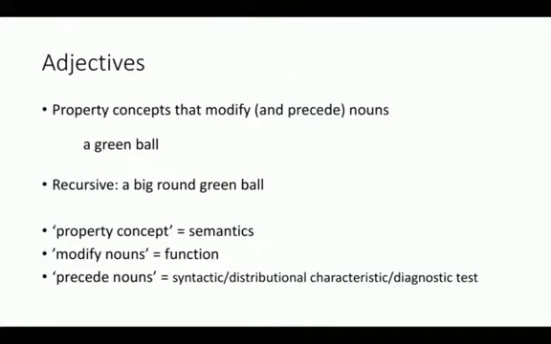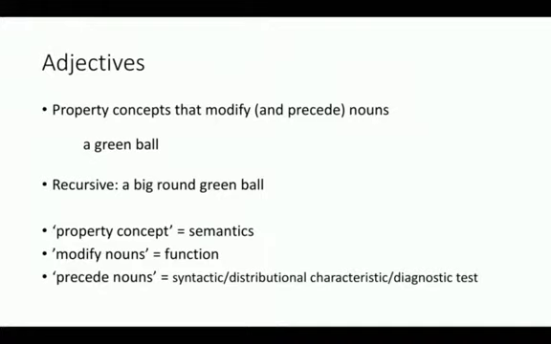Adjectives are words that express property concepts, or something about an object or a noun, some property that it has. And these types of words in English precede nouns. This is something that varies across languages. In some languages, adjectives follow their nouns. In English, adjectives precede the noun. That means they come before the noun.